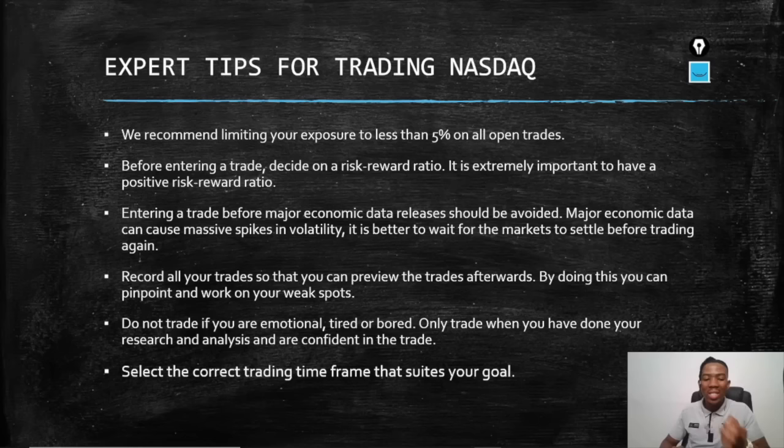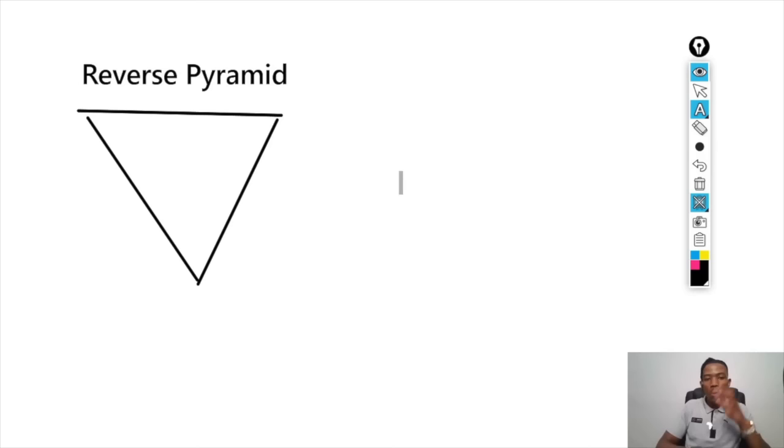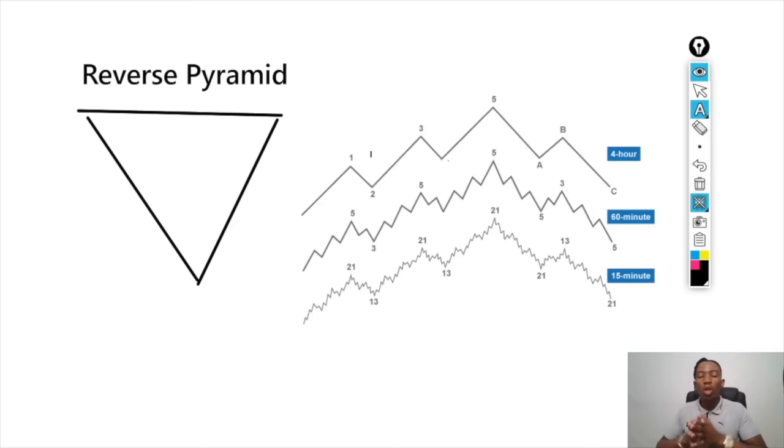Now, in terms of your trading, you have to make sure that you select a trading time frame that's going to suit your goal. In terms of time frame, guys, we recommend trading with a structure called a reverse pyramid. Let me show you what I mean by that. We have a nice reverse pyramid here, as you can see, guys. The reason we're saying you have to trade with this kind of approach is to make sure that you know the overall direction before you enter each trade. We're going to start from higher time frames, and move into smaller time frames to pinpoint our entry points. So let me put that in writing.